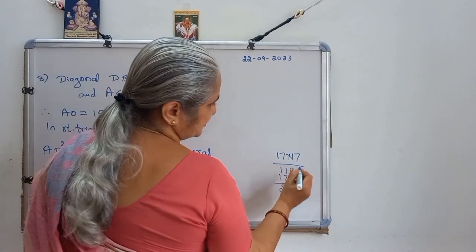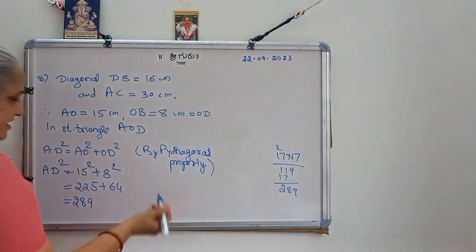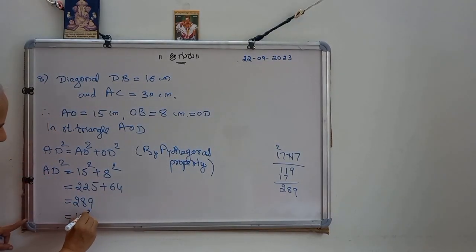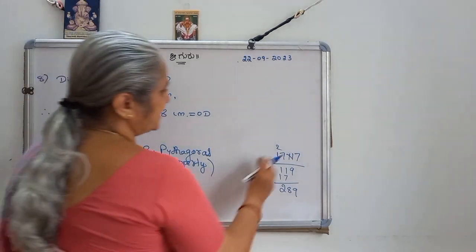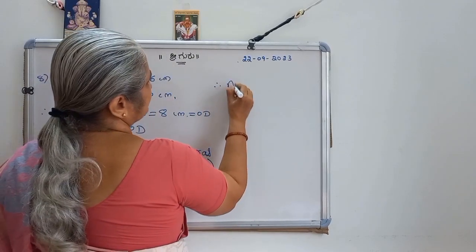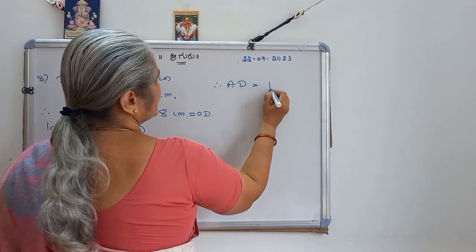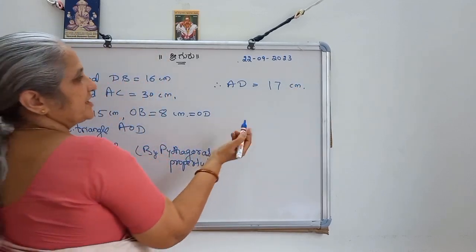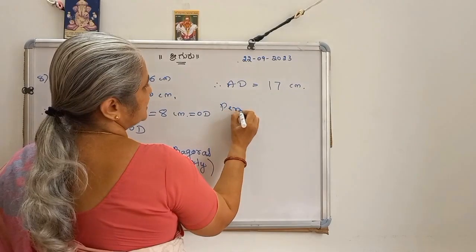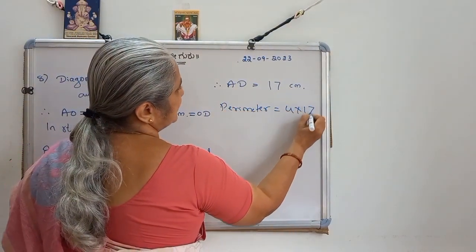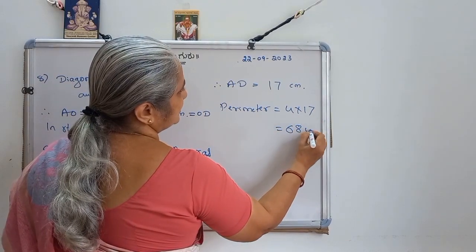289 is a square of 17. This is equal to 17 square. Therefore, AD is equal to 17 centimeters. When one side of the rhombus is 17 centimeters, then the perimeter of the rhombus is equal to 4 into 17. It is 68 centimeters.